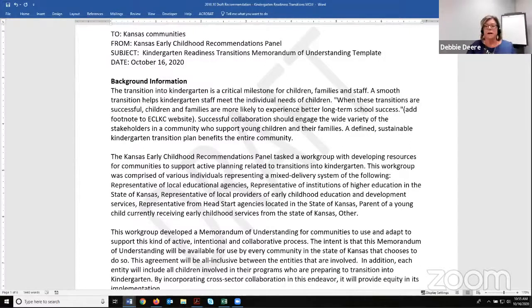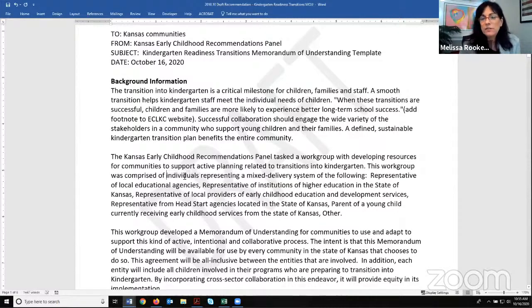And this is Debbie, and I took this list of people that are represented from the panel norms and procedures. Thanks, Debbie. This is Melissa. Would you mind if I wordsmith this sentence just a bit? I think the word various could be removed because we go on to explain that it's individuals representing, and I would like to see it say our mixed delivery system instead of a. Yeah, I would take that out too, I think.